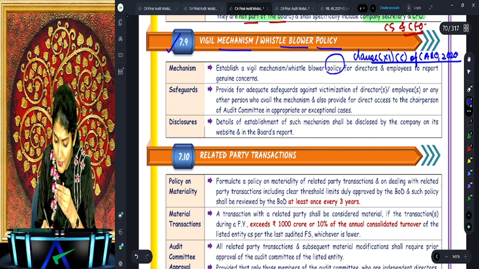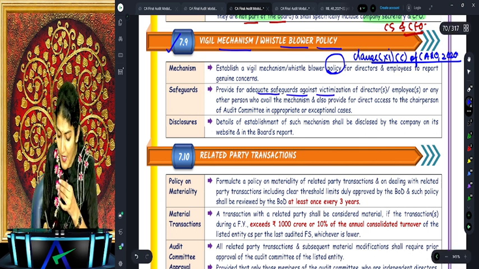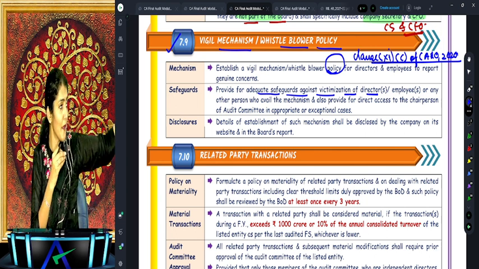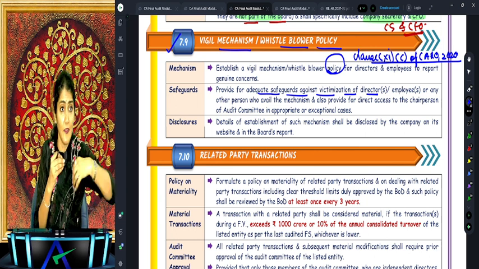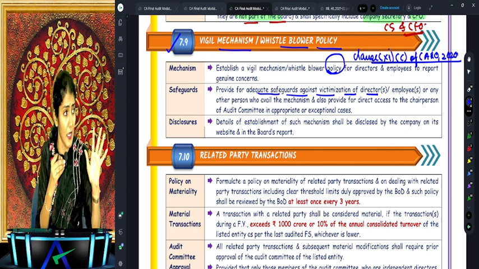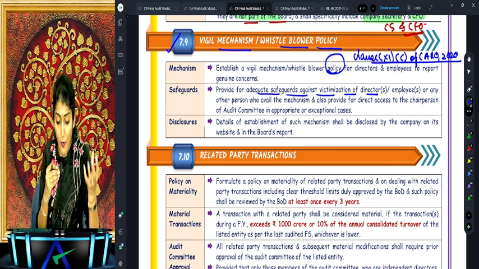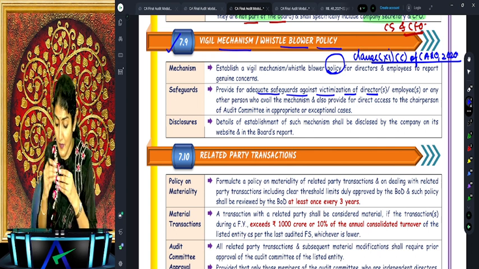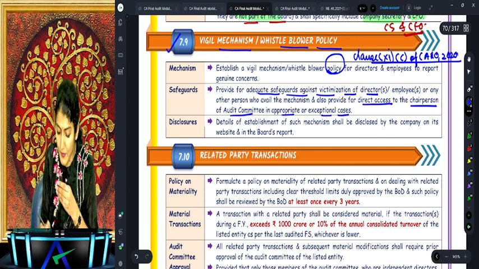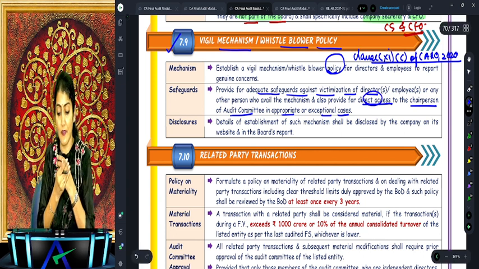The listed entity should be having a whistleblower policy. Then it should provide the adequate safeguard against the victimization of the directors. Like, if I tell, oh, this employee is doing a fraud of 10 crore, will I fall in trouble? It says, don't worry, you will not fall in trouble. Adequate safeguard against the victimization. And what does it say? Or any other person who avails the mechanism and will have direct access to the chairperson of the audit committee in appropriate or exceptional cases. So can you also have the direct access to the chairperson in exceptional cases?